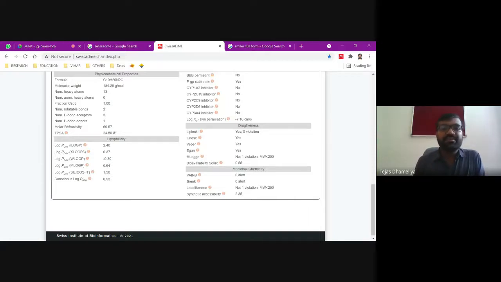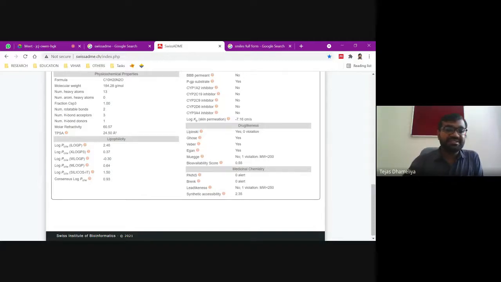These are other properties. Molar refractivity, one can calculate this with the help of an Abbe refractometer. TPSA is topological polar surface area. It is said that a molecule should have a polar surface area of not more than 140 angstrom square. So that is considered important.